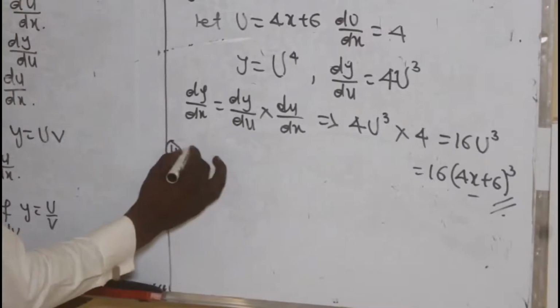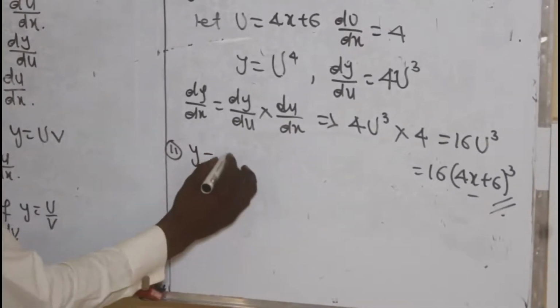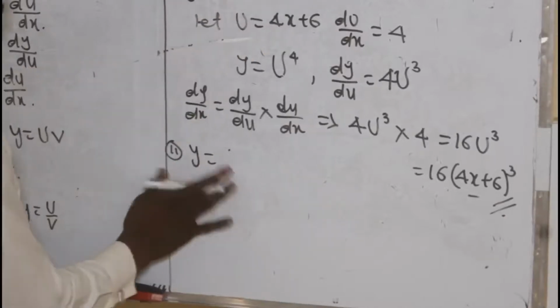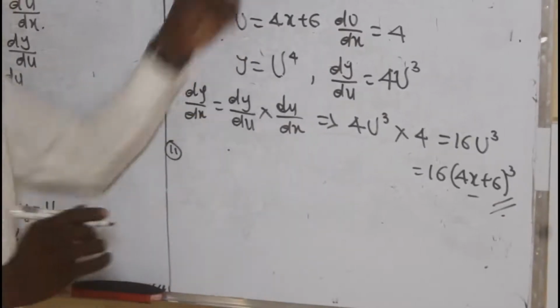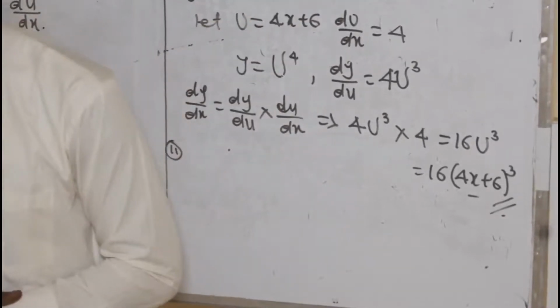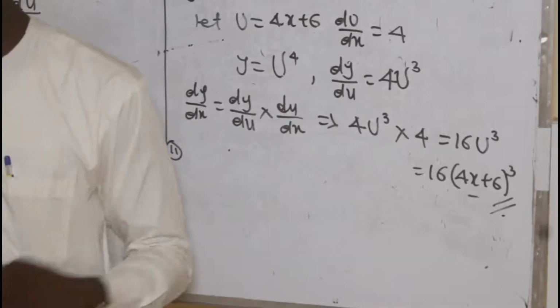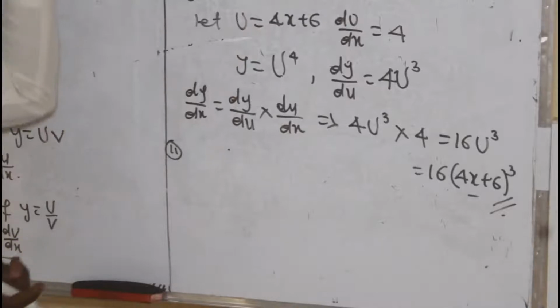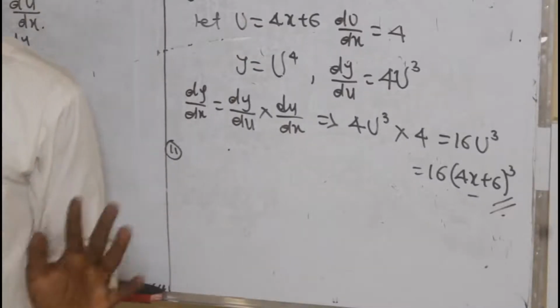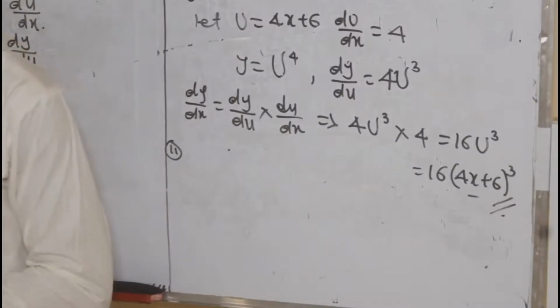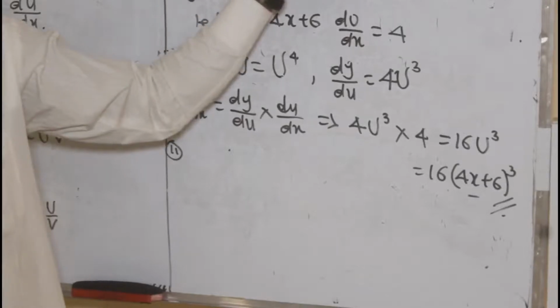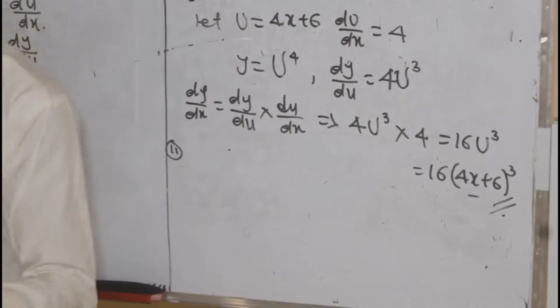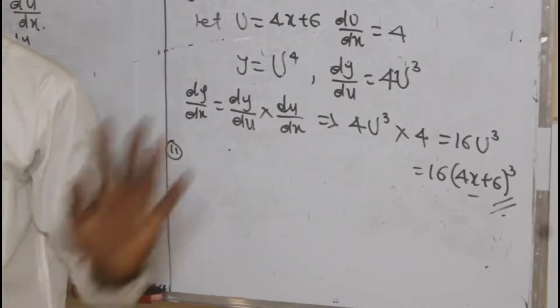2. If y is equal to this and this. So now what are we going to do now? Is it quotient rule? No. Is it function of a function or chain rule? Chain rule is the one we call function of a function. Is it chain rule? No. It is two functions that are multiplied together. So it's what? Product rule.